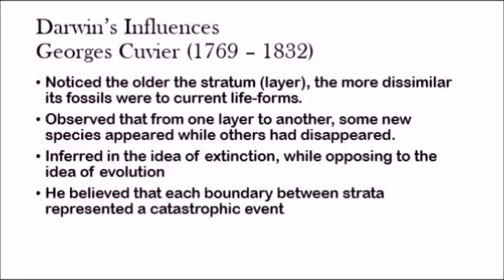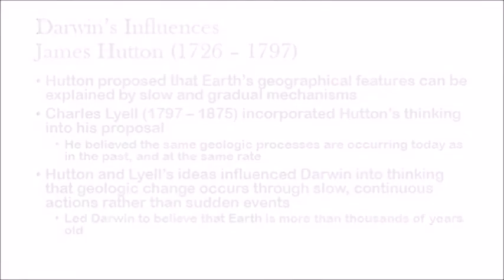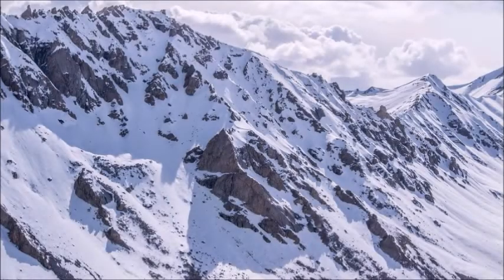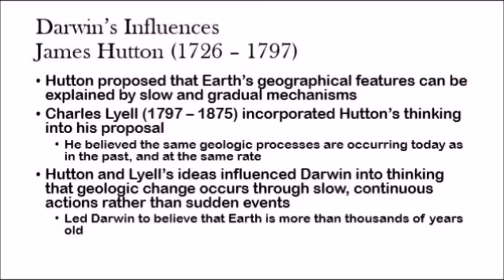Now another person that influenced Darwin was Hutton. Now Hutton proposed that Earth's geographical features can be explained by slow and gradual mechanisms. So he basically explained that, for example, a mountain could be formed from two tectonic plates slowly colliding into each other and pushing each other up. And Hutton was a very important scientist in evolution. I mean, not evolution, in geology, because he proved that the Earth was not 2,000 years old like what the scientists of the time thought, but actually billions of years old. And he proposed that Earth's geographical features can be explained by slow and gradual mechanisms.